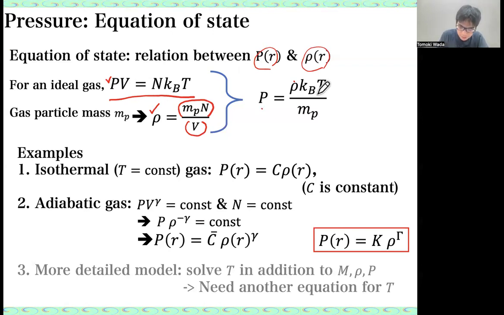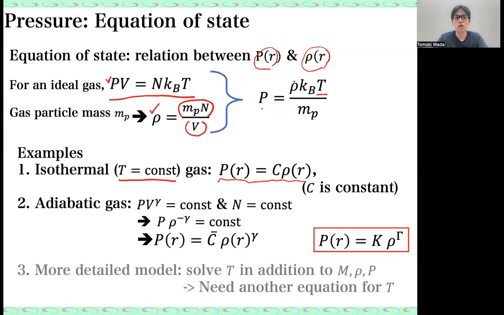But in this case, there is another parameter, T. This is temperature. And here are three possible options after this derivation. One example is isothermal gas. When the gas is isothermal, T is constant. So pressure is just proportional to density. And we get this kind of equation of state.